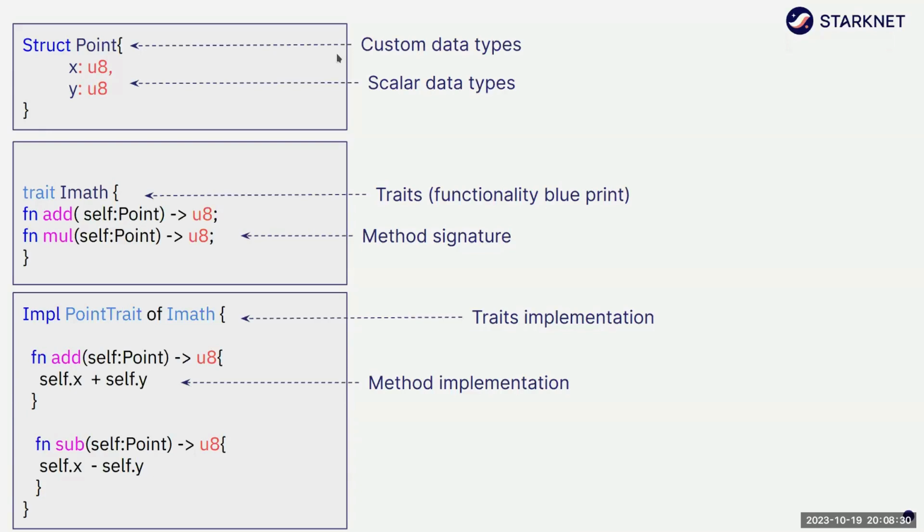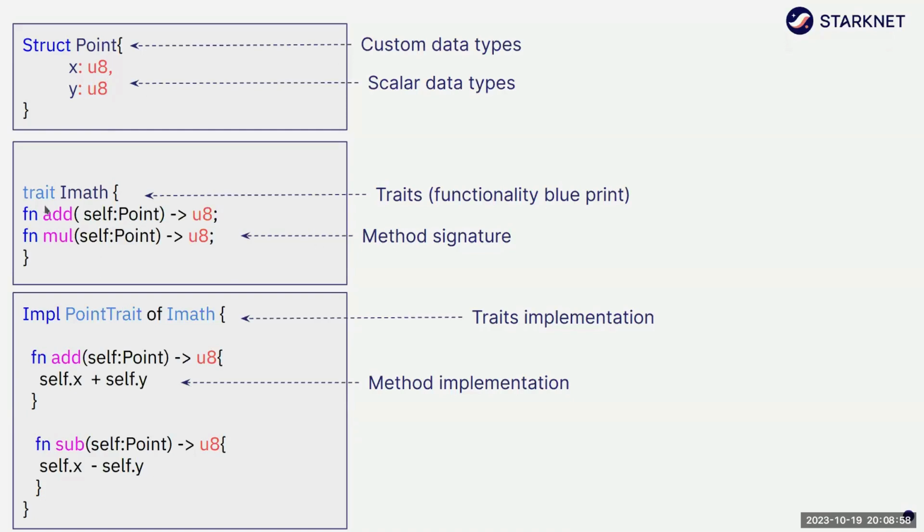You have custom data types and then you have scalar data types. Custom data types are data types you can create yourself, and scalar data types are available to you built in from the language itself. So you define a structure that has point x and point y, and it takes the data type uint8 and uint8.